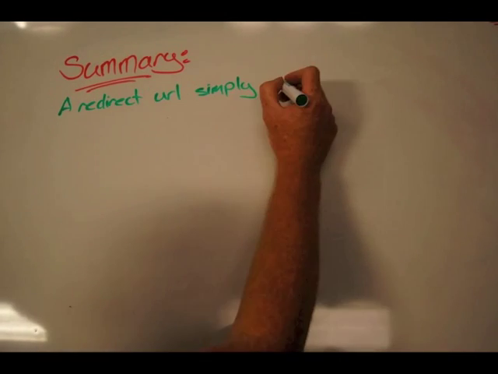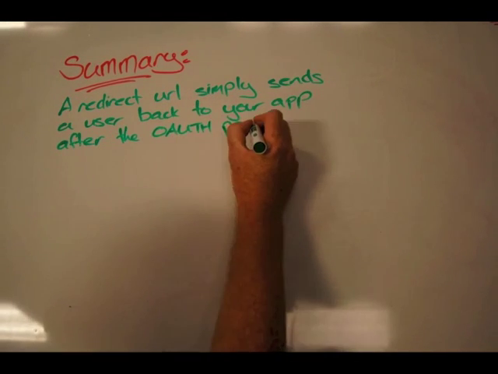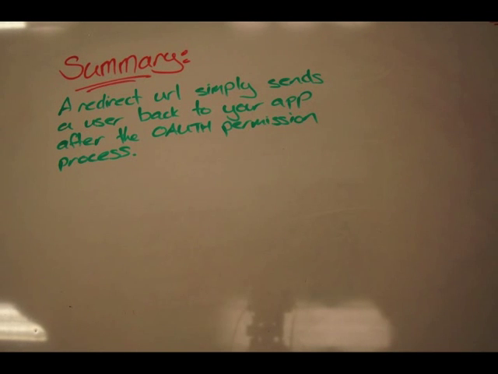So in summary, a redirect URL is simply a URL used by the OAuth service to make sure a user is sent back to your application correctly.